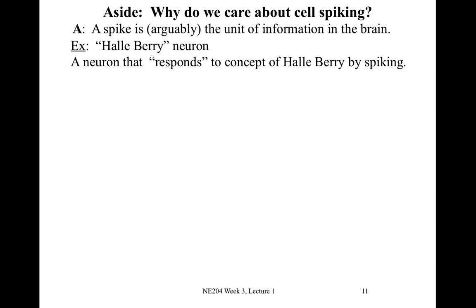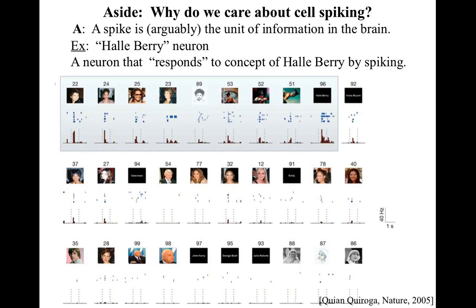So, as an aside, why do we care about cell spiking in the first place? Well, an answer is that a spike, an action potential generated by a neuron, is arguably the unit of information in the brain. As an example of this, let's consider what's called the Halle-Berry neuron. This is a neuron in a human subject that responds to the concept of Halle-Berry by spiking. And here's an example of this.